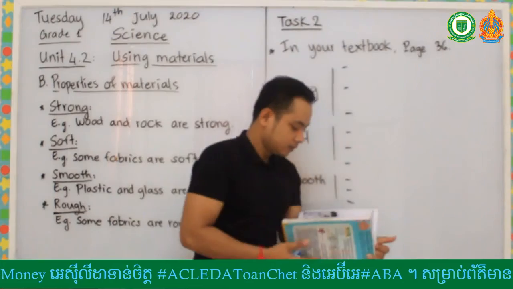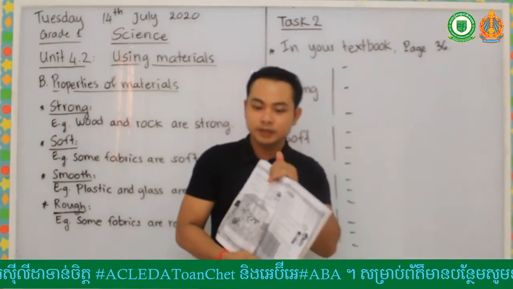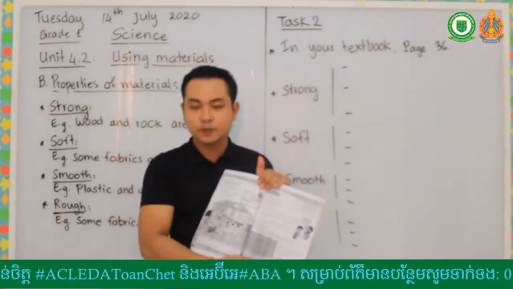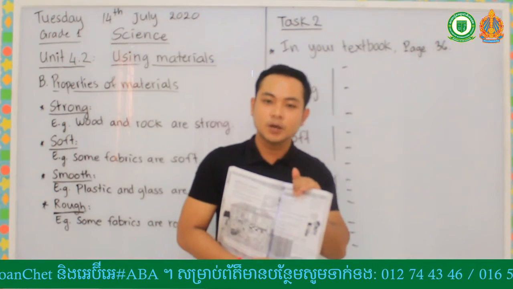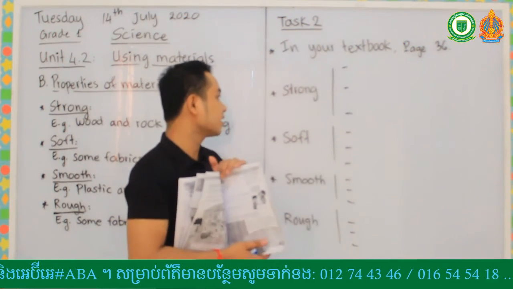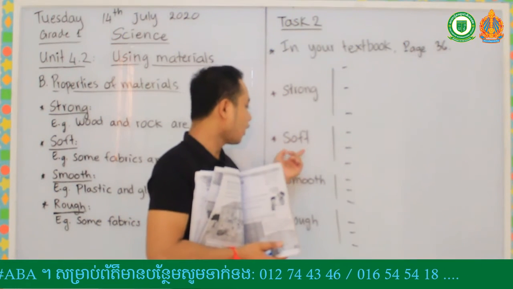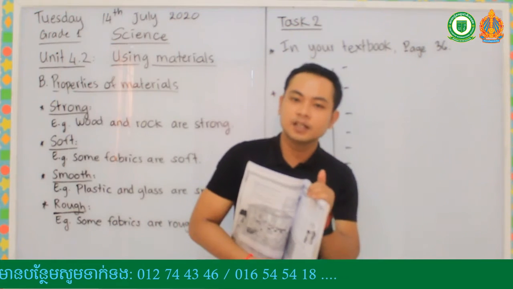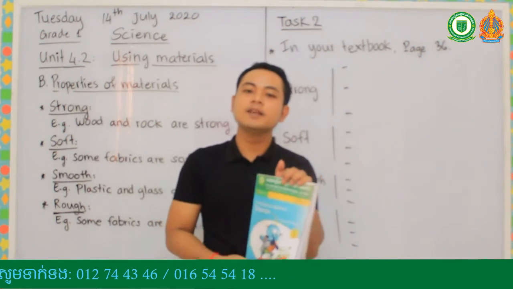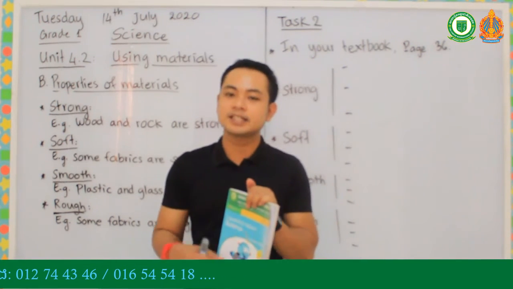Okay, right. When you open your textbook to page 36, you will see a lot of materials that are placed in the house. So please try to find the materials that are strong, soft, smooth, and rough. This is going to be your task 2. I'll give you around 20 minutes to complete this task.